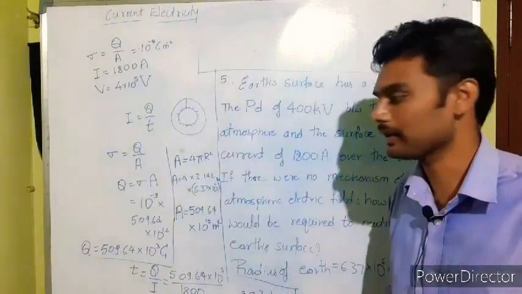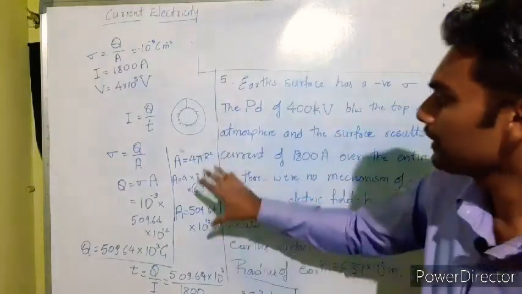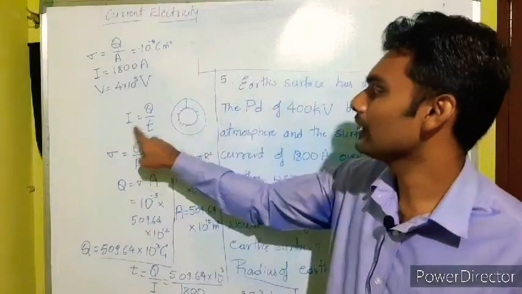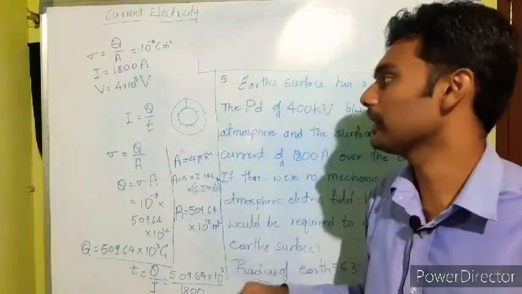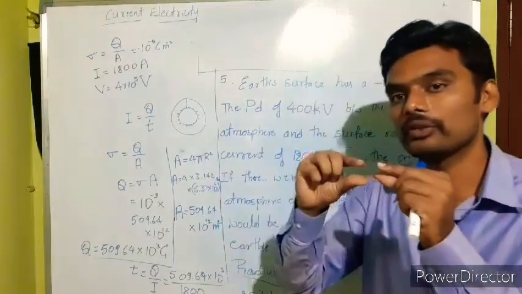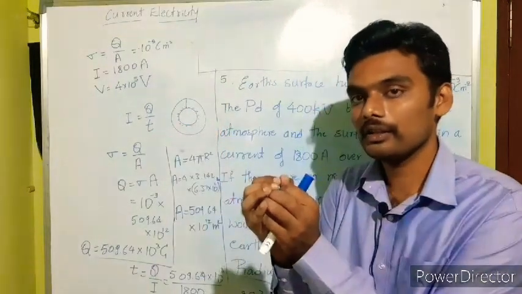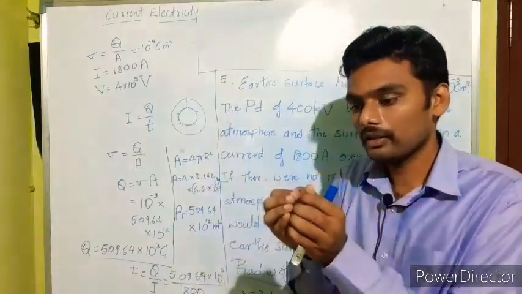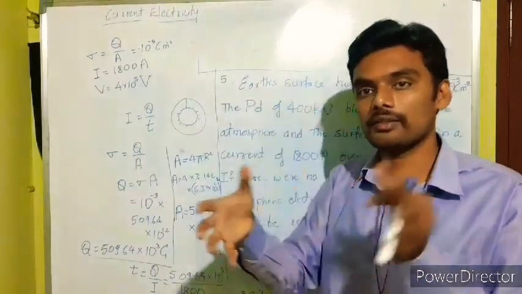Clear with this? Here the important concept is working out with I is equal to Q by T and sigma is equal to Q by A. You have to visualize it. Whenever I say current, it's not something which goes linear. Current can also be like this. It's a sphere and a bigger sphere. The charges are flowing from the smaller sphere to the bigger sphere in all directions.